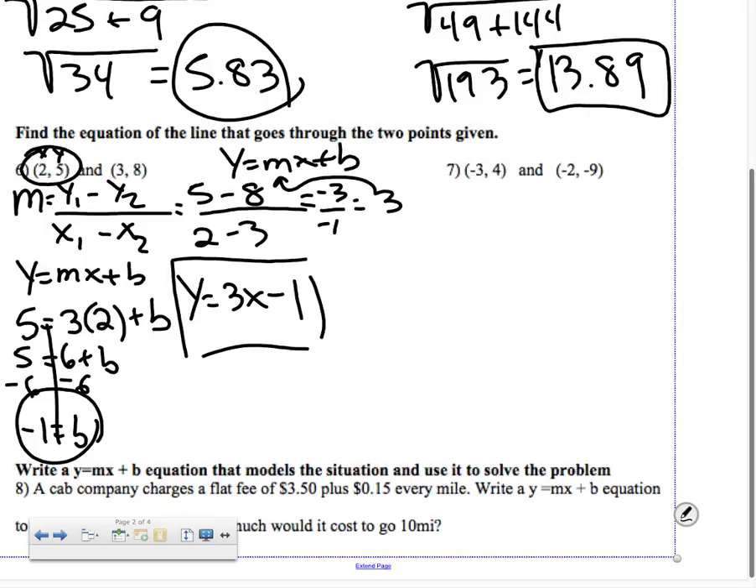So you have to find your m first using the slope formula, and then you plug in your reference point for y, m, and x, and then you can figure out your b from there.